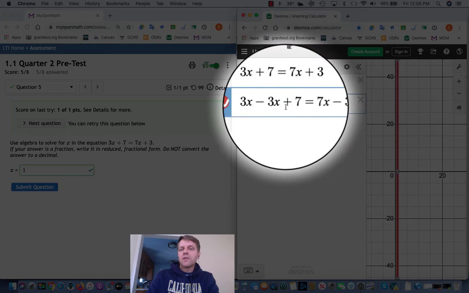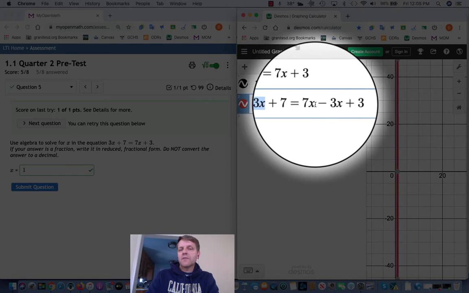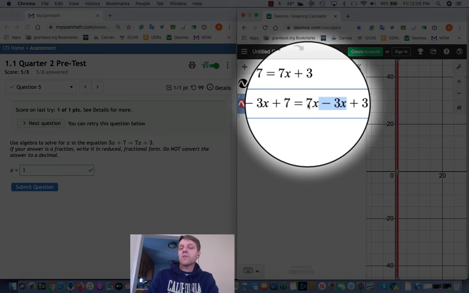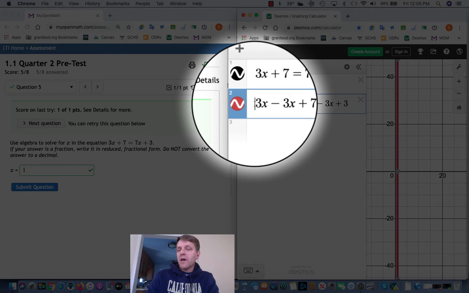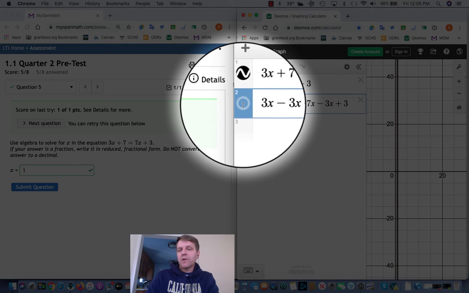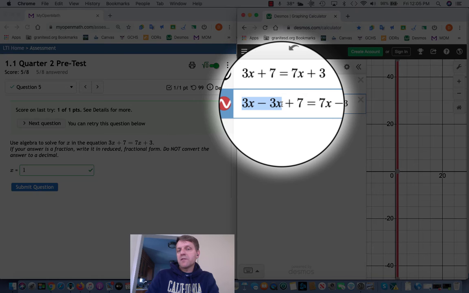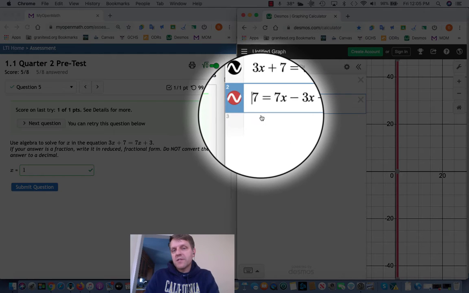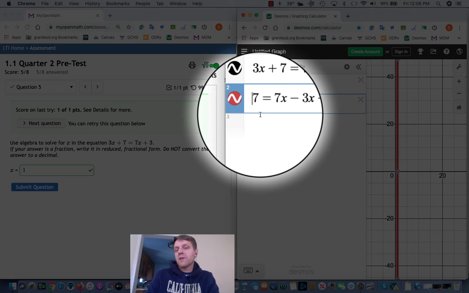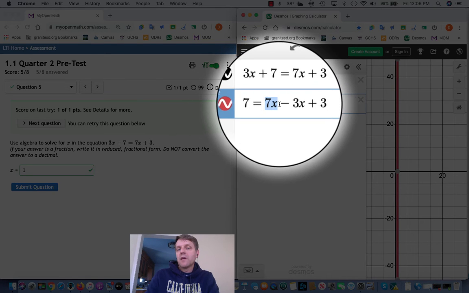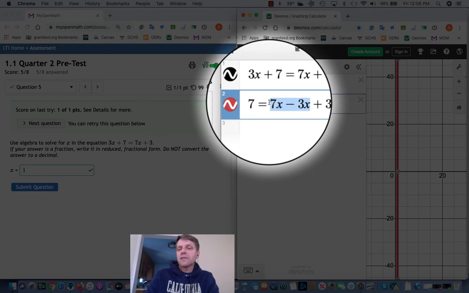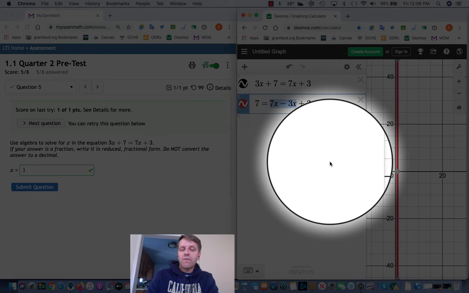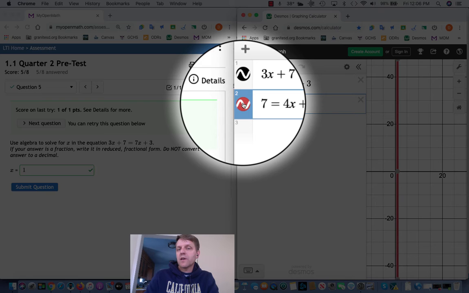There we go. So I subtracted 3x on the left, but I also subtracted 3x on the right. I can do that, and you'll notice it's the same as the black one. Now, 3x minus 3x is 0, so I could take those out. That leaves us with 7 is equal to 7x minus 3x is equal to 3.